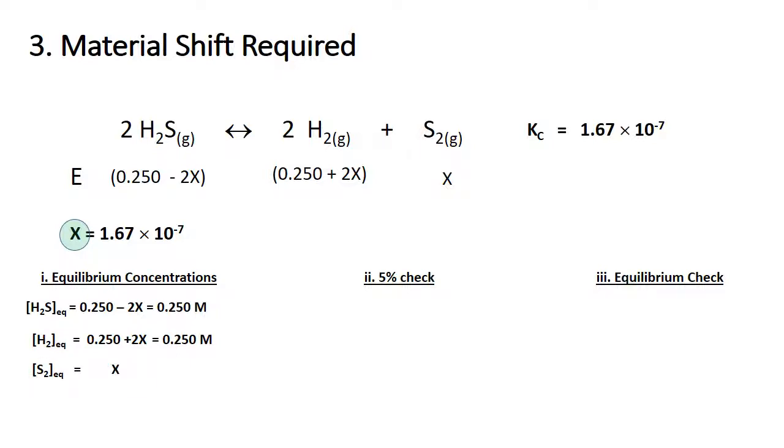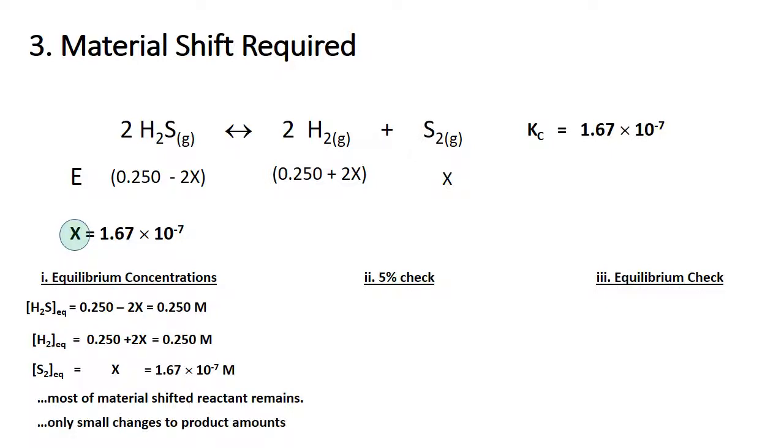The sulfur concentration, on the other hand, is simply equal to x. And as it was 0 to begin with, we would report its concentration to be 1.67 times 10 to the minus 7th. Now, as we examine these concentrations, it's clear that most of the material that we shifted to the reactant side is still there. We were unable to shift any more hydrogen to the reactant side, and so its concentration is also 0.250 molar and hasn't changed much either. So only small changes to the product amounts were observed, and we have equilibrium levels, no zeros in any locations, and so one would assume that we have equilibrium concentrations to check here, and we will in just a moment.